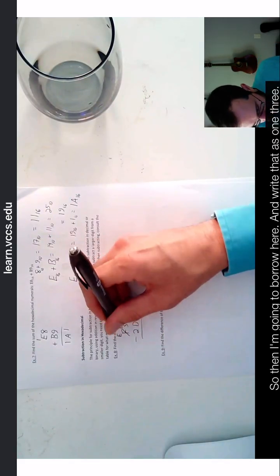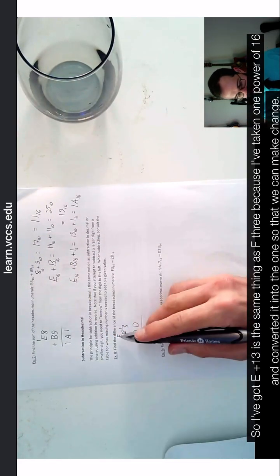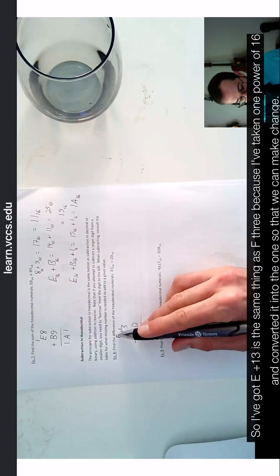So basically, I'm changing this thing out. When we take away 1 from F, we get the next biggest hexadecimal digit, which is E. So then I'm going to borrow here and write that as 1, 3. So I've got E plus 1, 3, which is the same thing as F3, because I've taken 1 power of 16 and converted it into the 1 so that we can make change.